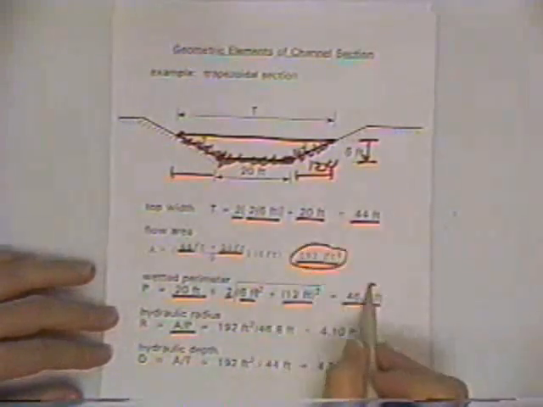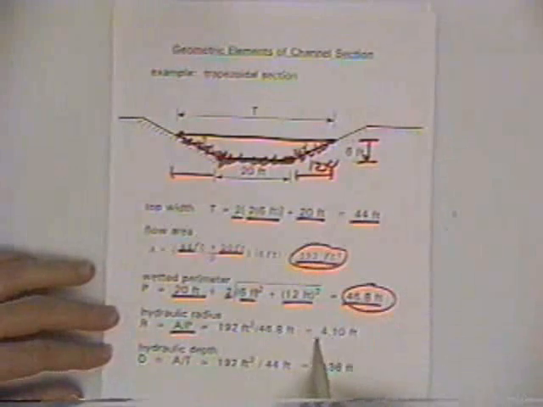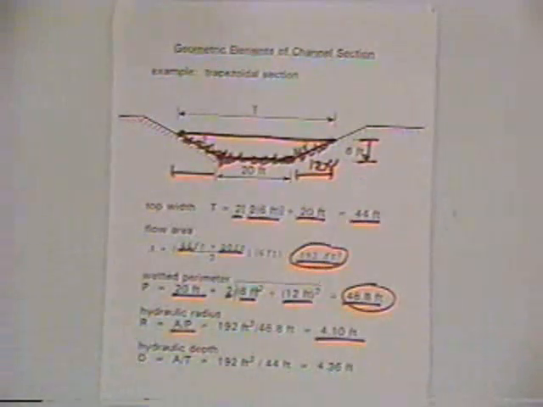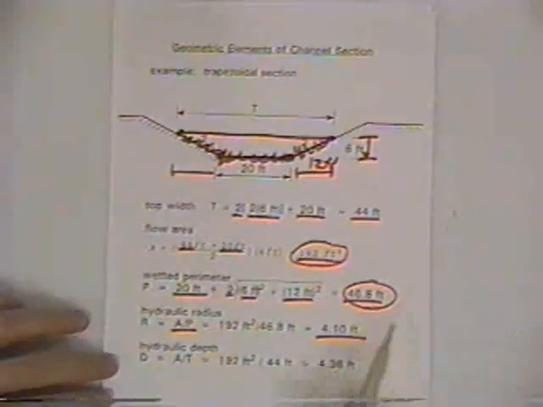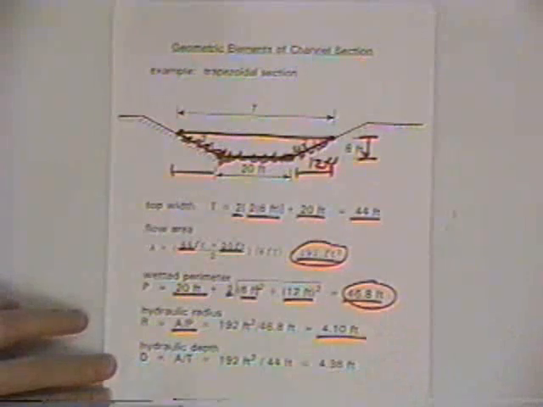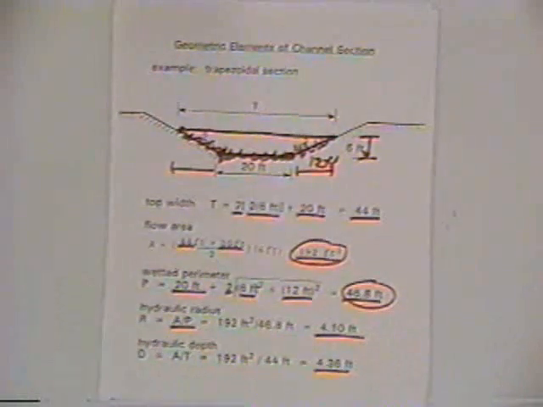And hydraulic radius, by definition, is area divided by wetted perimeter. And so we take the area and divide it by the wetted perimeter to get the hydraulic radius of 4.10 feet. And, well, for this problem, we'll stop right there. Another definition would be hydraulic depth, which is area divided by top width. And we could compute that as well to be 4.36 feet.